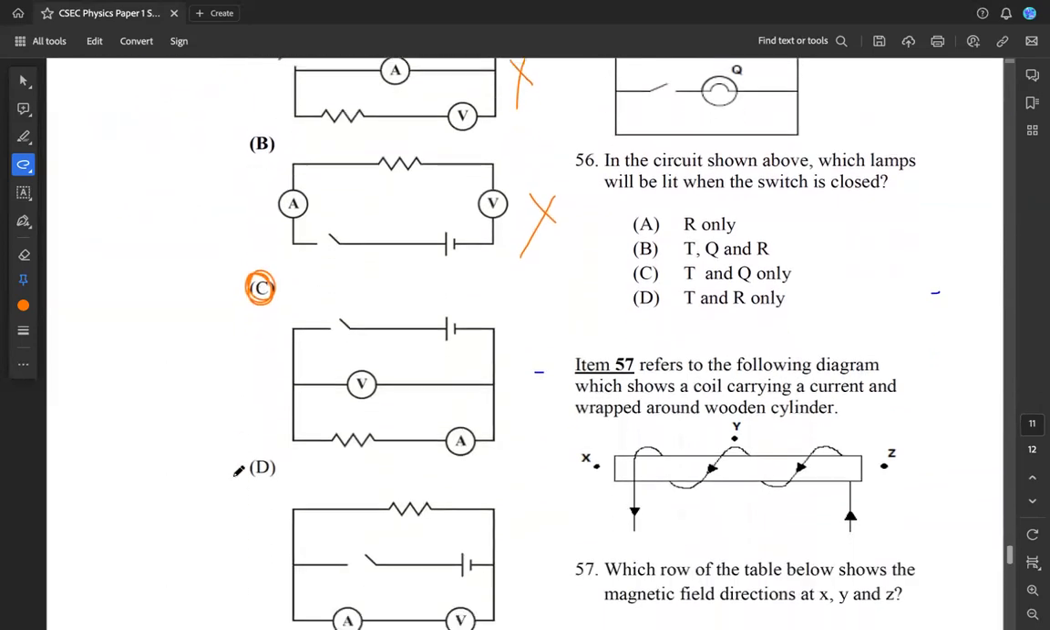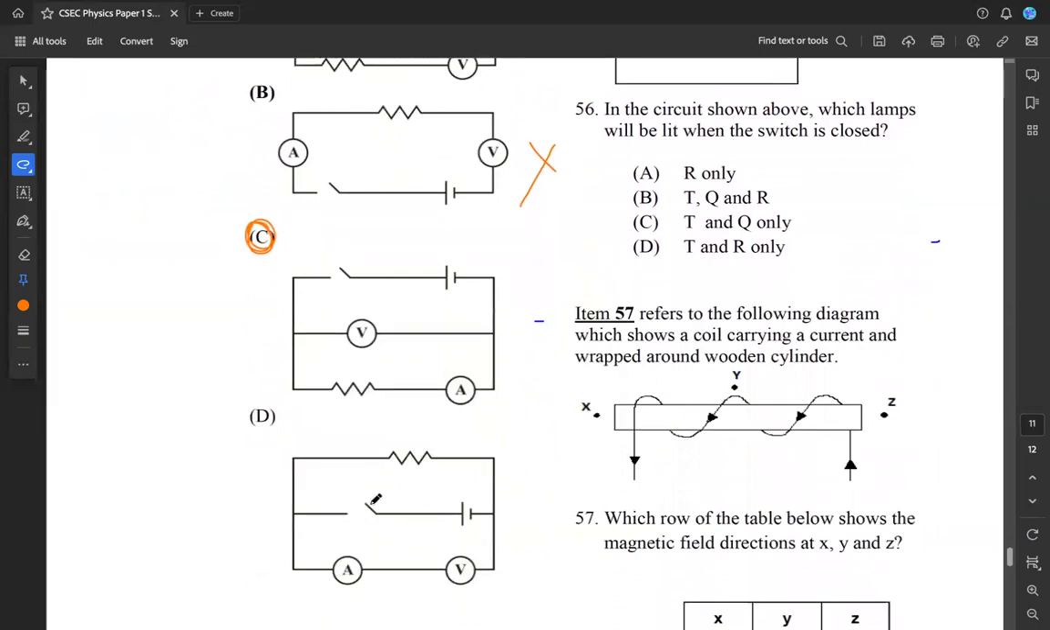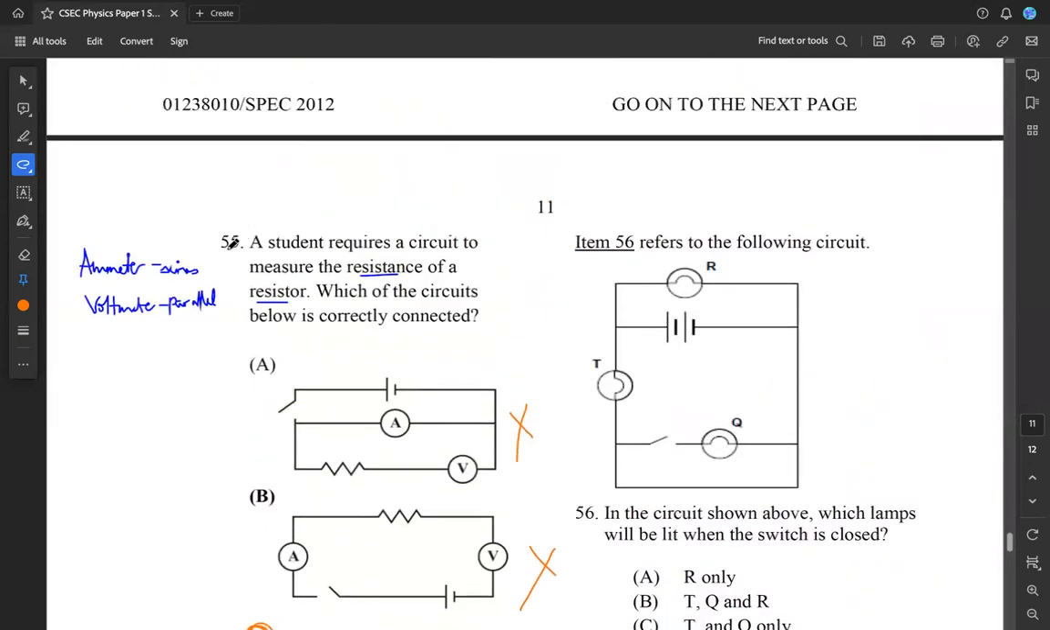This one wouldn't work because we have a switch in the middle, and then the A and the V down here. So this is not it, and this is not it either. So C is our answer: ammeter in series, voltmeter in parallel. And so C is our answer for 55.